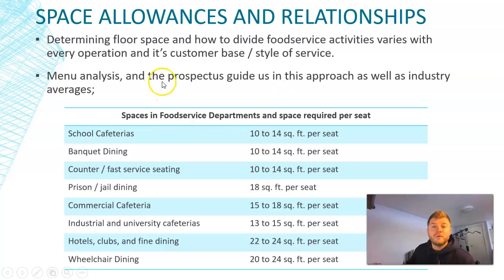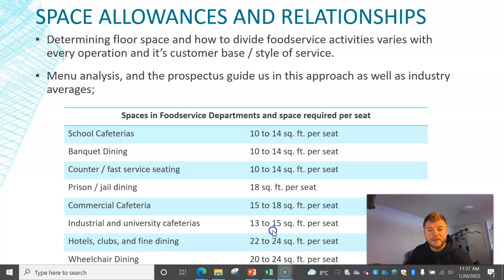So when we did the menu analysis and the prospectus guide, we were able to use this approach as well as some industry averages to start thinking about what kind of space we're going to need. First of all, as an example, a school cafeteria is usually 10 to 14 square feet per seat. So this would be per resident or per customer.